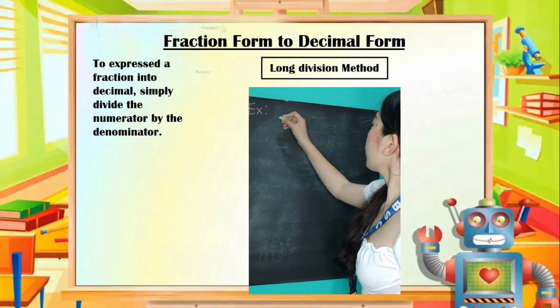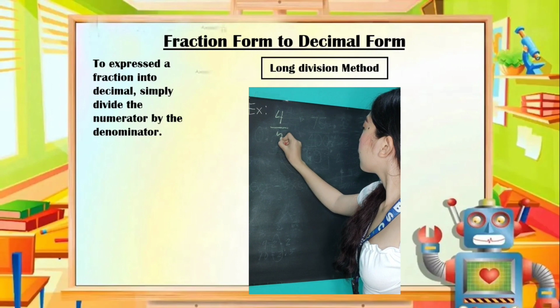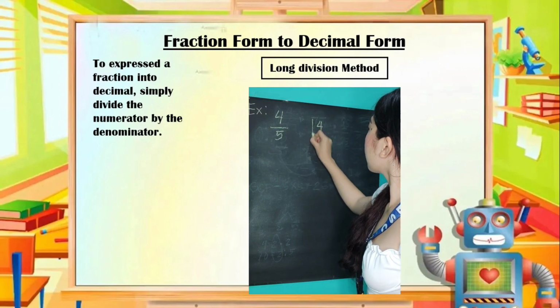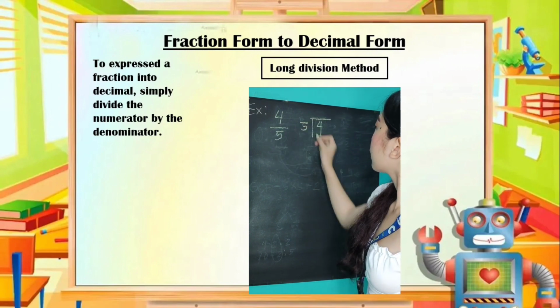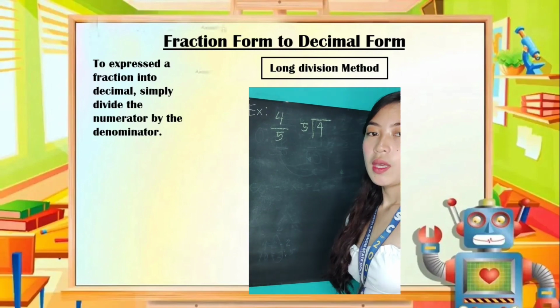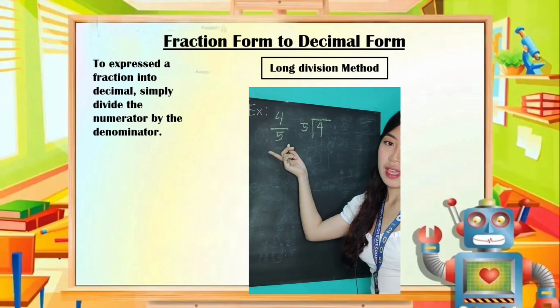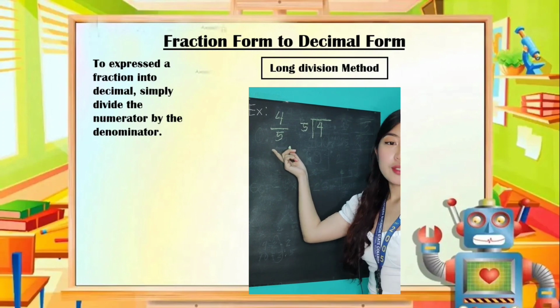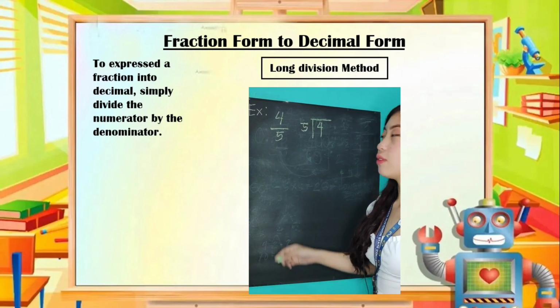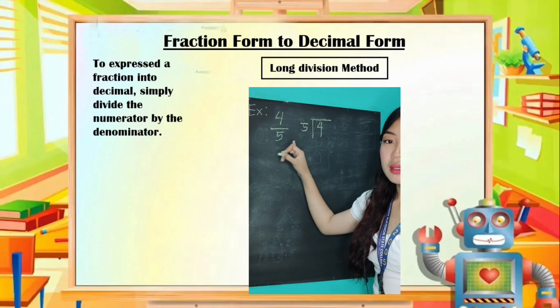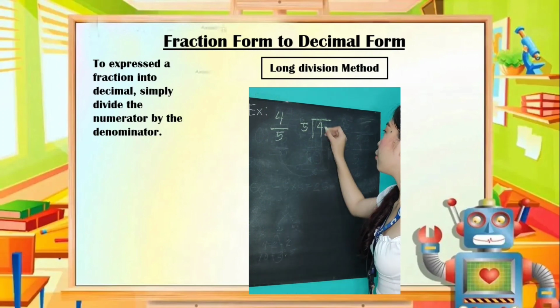Okay, so let's proceed to changing fraction form into decimal form. To express a fraction as a decimal, simply divide the numerator by the denominator. So we're going to use the long division method. Let's express this fraction 4 over 5 as a decimal. So what we're going to do is divide the numerator by the denominator. So 4 divided by 5.